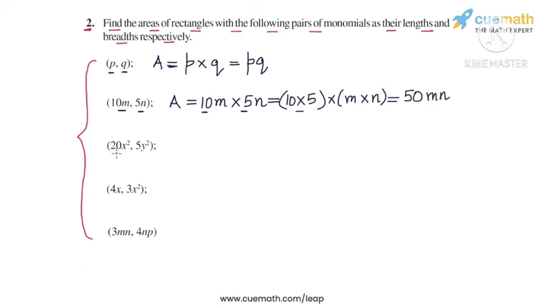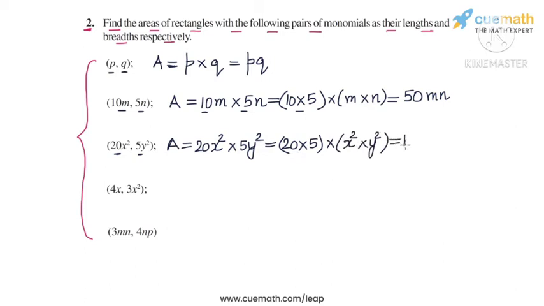In the third part, we have 20x square and 5y square as the two monomials. So the area will be 20x square into 5y square. The coefficients are 20 and 5, so let's multiply them separately. 20 into 5, and the algebraic factors, the variable parts, are x square and y square, so let's multiply those separately. So 20 into 5 is 100, and x square into y square can be written as x square y square, so we can write the product as 100 times x square y square. This is the expression for the area in the third part.